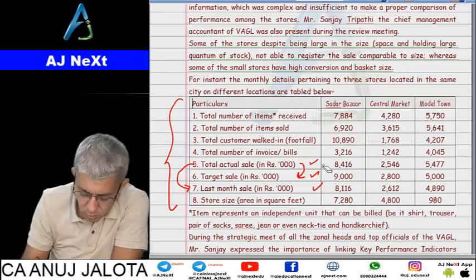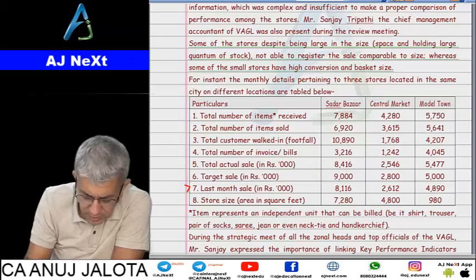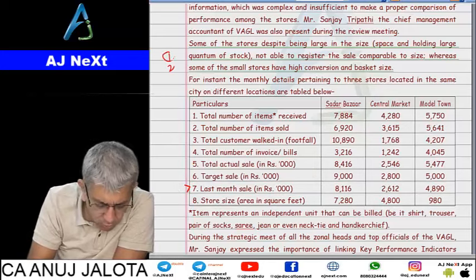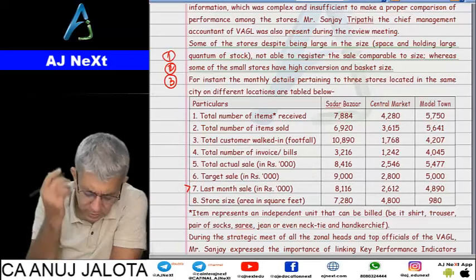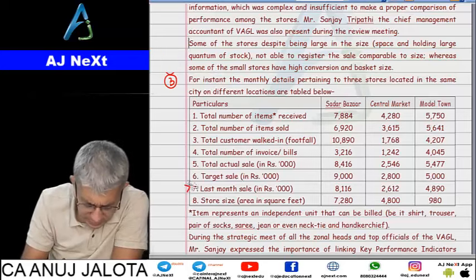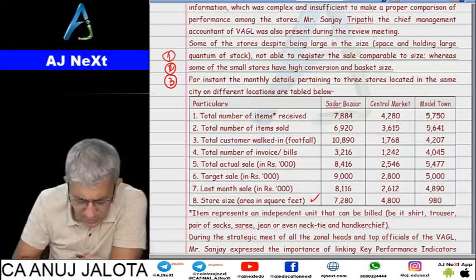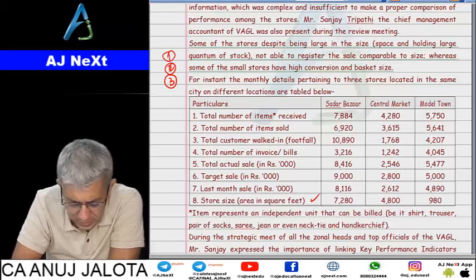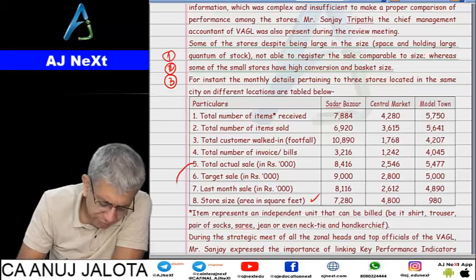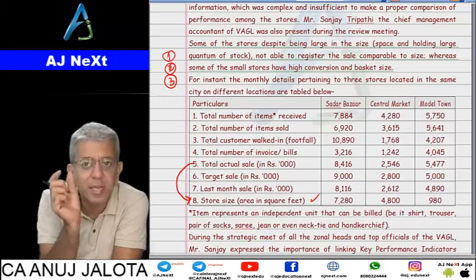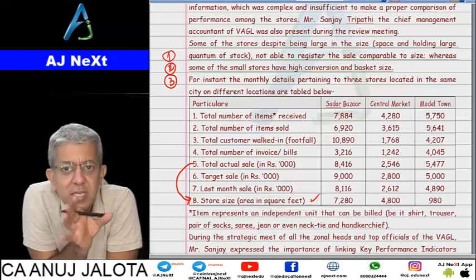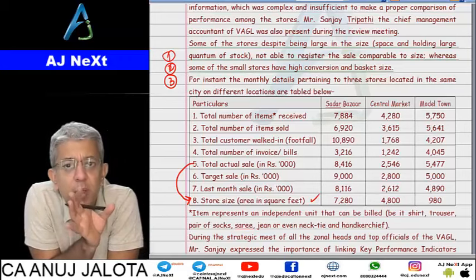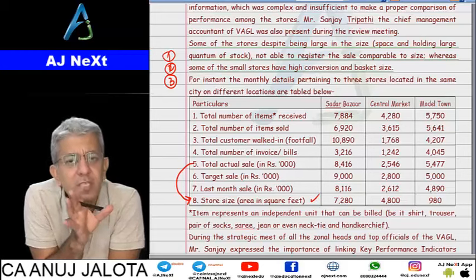Now, I have told one, I have told two, easy ones that should strike you here. Third in this case, based upon this metric, store size. I think we should try to do 5 divided by 8. This will tell me how much sales we are doing per square feet of the space.